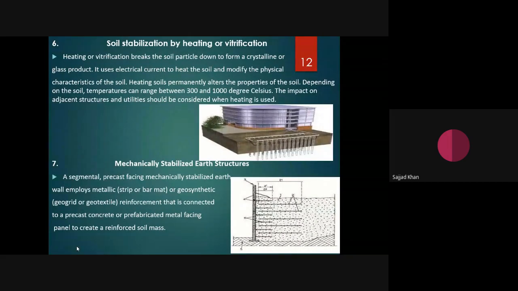The seventh method is mechanically stabilized earth structure. A segmental precast facing mechanically stabilized earth wall employs metallic strip or bar mat or geosynthetic, geogrid or geotextile reinforcement that is connected to a precast concrete or prefabricated metal facing panel to create a reinforced soil mass.